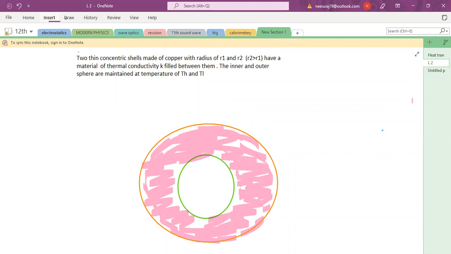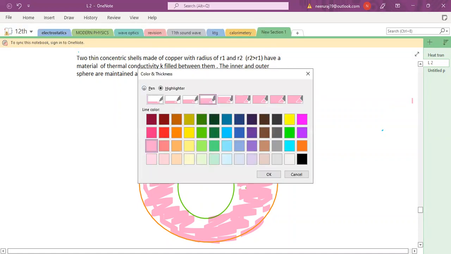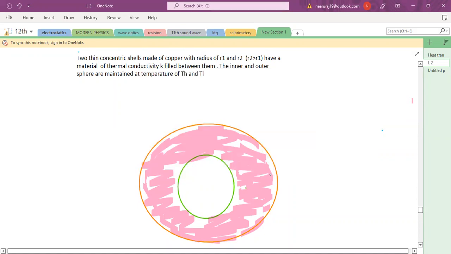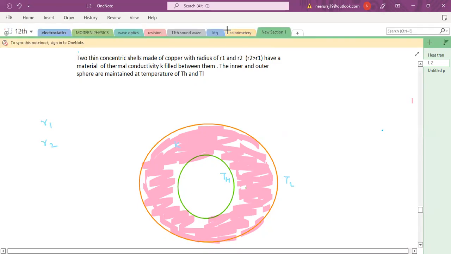So bachcho, this problem is again the same kind of problem. The inner temperature I'm calling T high, the outer temperature is T low. Thermal conductivity is K, inner radius is R1, outer radius is R2. So here also current will flow radially, this way, like this.